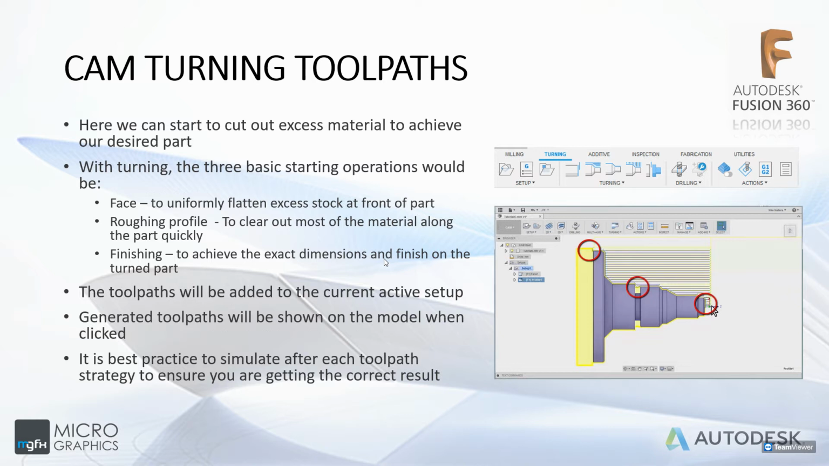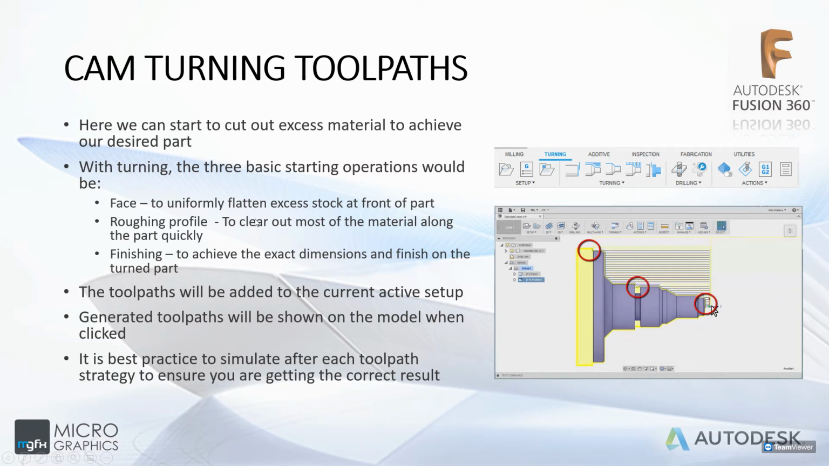With turning, there are 3 basic starting operations that we will need to outline. That would be your initial facing to uniformly take off the excess. If you look at where my cursor is here, the first bit you'll have to shave off the front to give it that smooth flat finish that you want, and that would also get your stock to the right size and stop at the model.